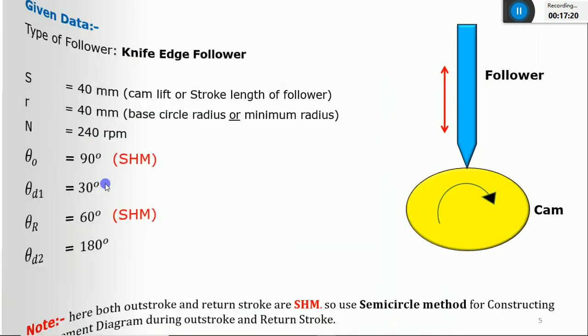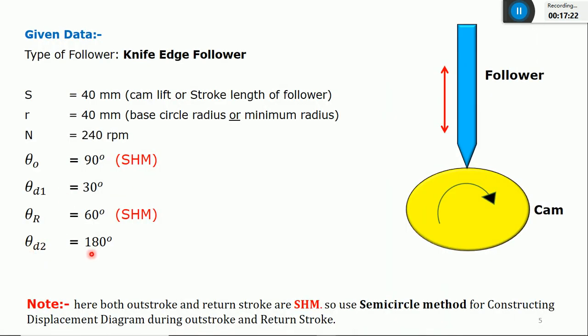And the last one is theta d2. After the follower comes down, that is the return stroke, again it will take rest for the next 180°. It will not move at all. So this is the given data, and just take a note. During the outstroke and also the return stroke, the kind of follower motion is simple harmonic motion. Just take a note of this.